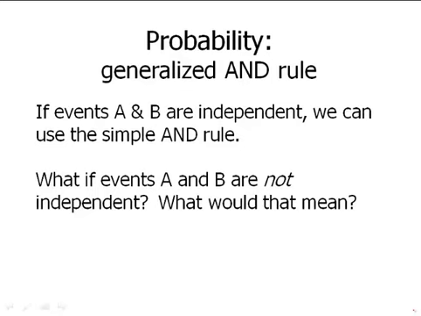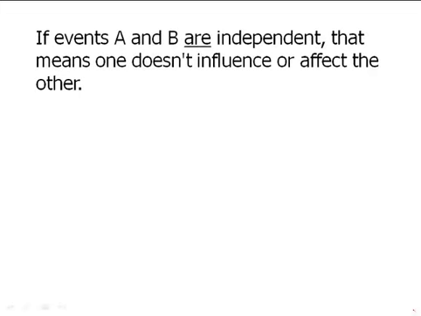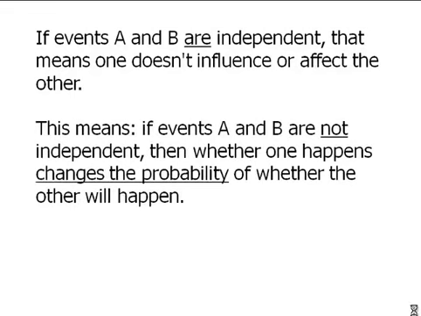First, let's figure out exactly what this would mean. Recall, if A and B are independent, that means that one doesn't influence or affect the other at all. So the probability of A happening has absolutely nothing to do with whether B happens or not, and vice versa. One happening does not change the probability of the other. That is independent. Well, what would the opposite of that be?